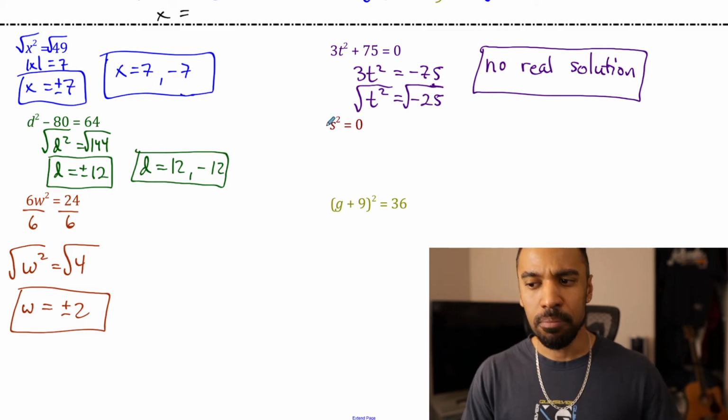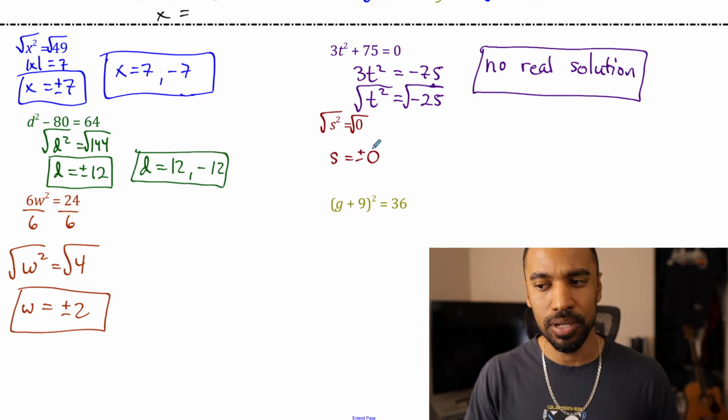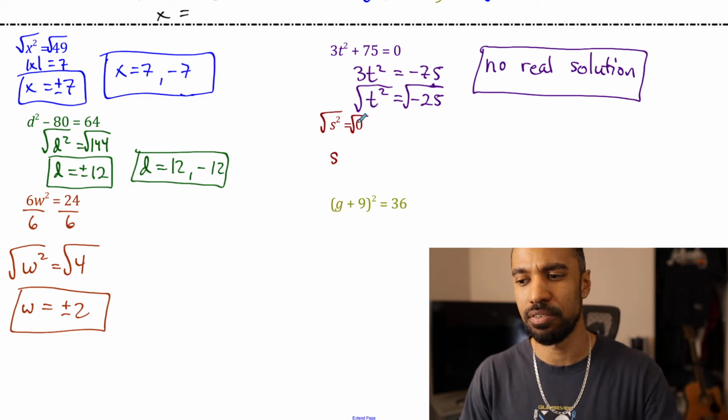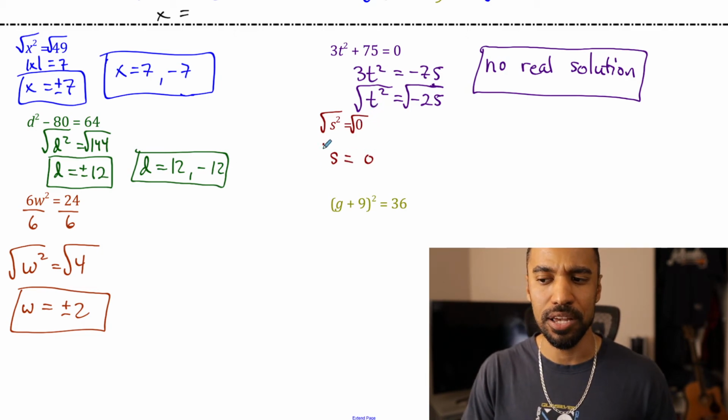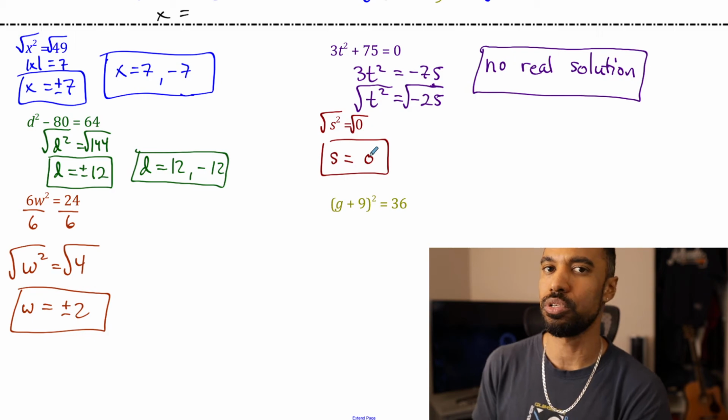S squared equals 0. Very basic one. Take the square root of both sides here. And the square root of 0 does exist. It's 0. But do I put plus or minus 0 here? No, there's no negative 0. There's also no positive 0. 0 is just neutral ground. It's not positive or negative. There's actually only one solution to this.